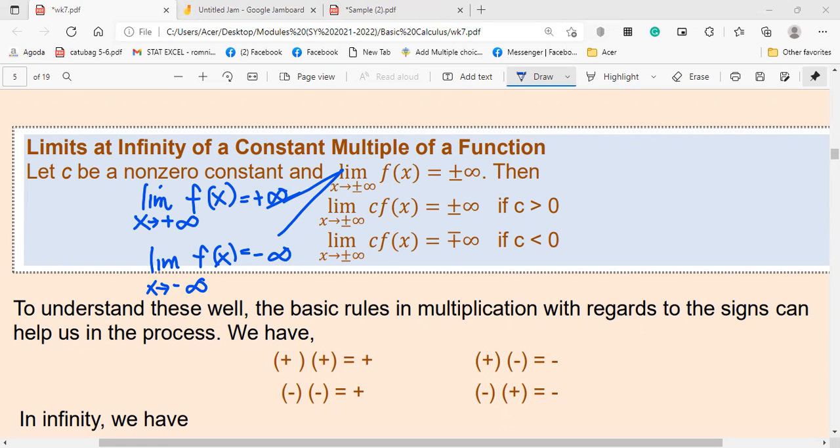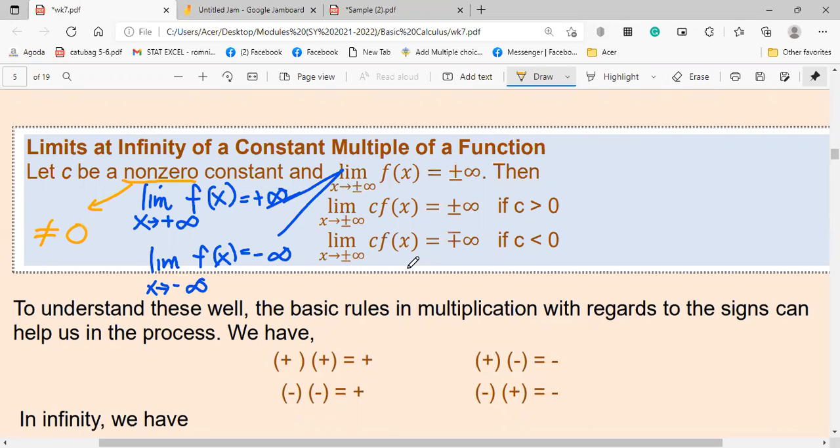Okay? Pero idi-diretsuhin ko na kayo, class, sa shortcut niya. Itong first na rule, ang sabi niya, if C is non-zero, ang ibig sabihin ng non-zero, lahat ng numbers, wag lang 0. Kasi understood naman na 0 multiplied to that is 0, and limit of 0 is constant. Kaya nga wala siya sa rule. Hindi niya sinakop, kasi 0 is a very powerful number talaga.